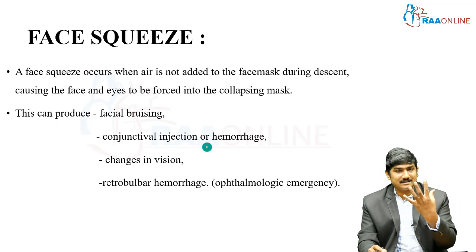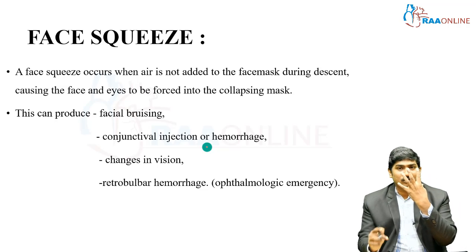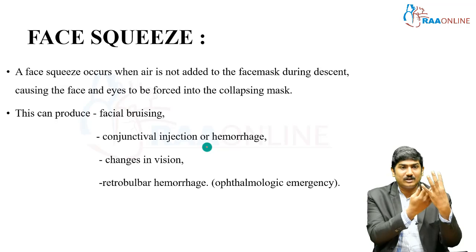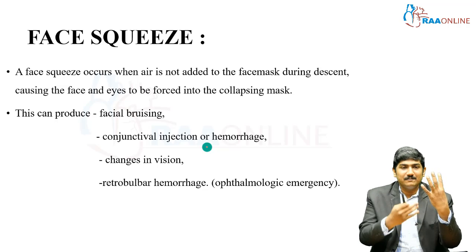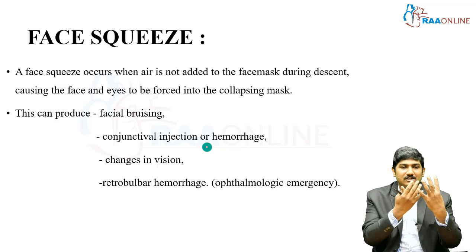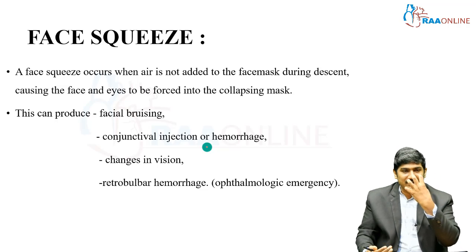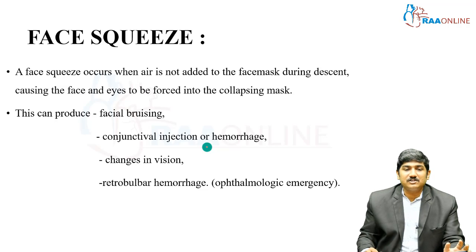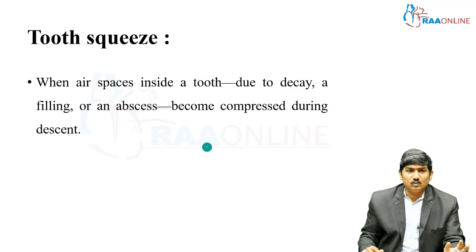Now I have a mask, okay? I'm just placing it over my face. So, there's going to be air, there's going to be space between my face and the mask, right? This space also contains some air. So, when I'm going deep, because of the increase in pressure, the volume of air here is going to be halved. There's going to be a vacuum. This vacuum is going to suck the nearby things. So, my face is going to get pulled inside that cavity. Okay, this is called a face squeeze. This can produce facial bruising, conjunctival injection or hemorrhage, changes in vision, or sometimes even retrobulbar hemorrhage, which is actually an ophthalmologic emergency.